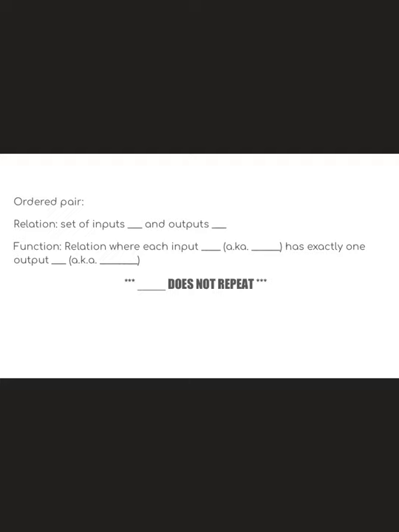Before we get started with knowing relations or functions, first let's just remind ourselves what an ordered pair is. An ordered pair looks like this, where we've got an X and a Y. So with numbers, it would be like 0, 1. That's an ordered pair. And it always goes X, Y. Just a reminder there. And that tells us where to plot a point on a graph.